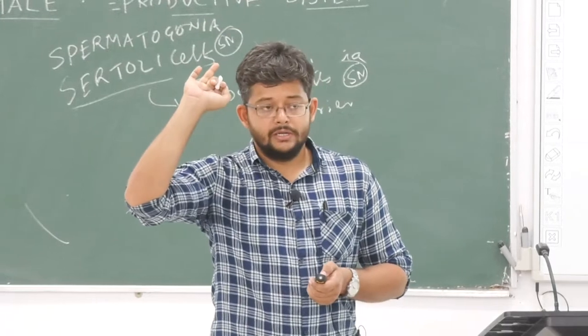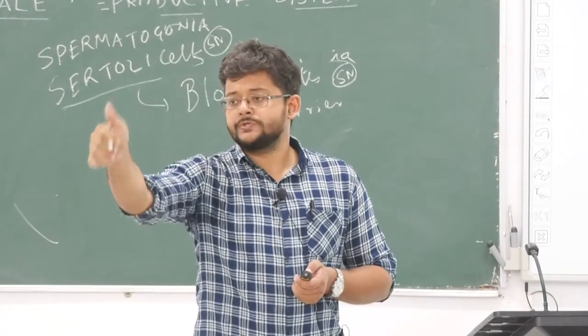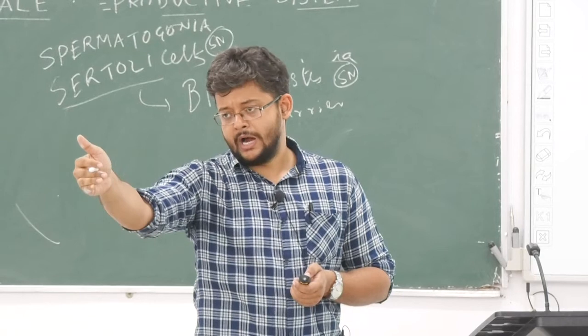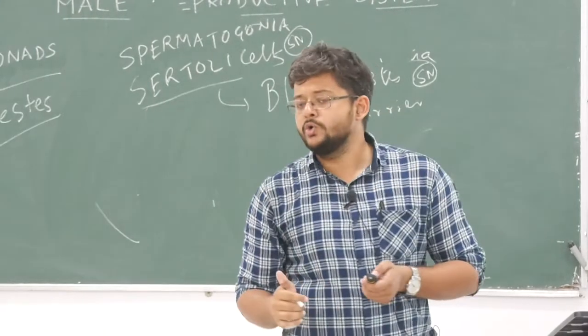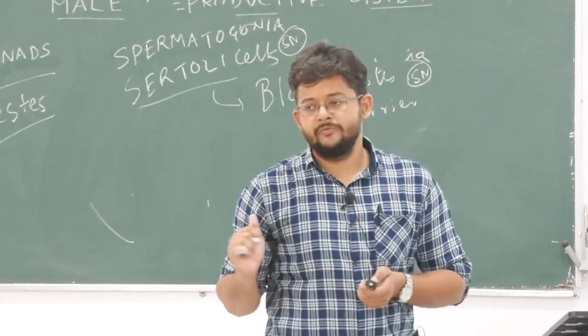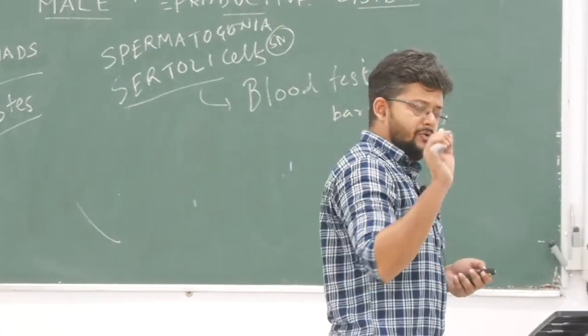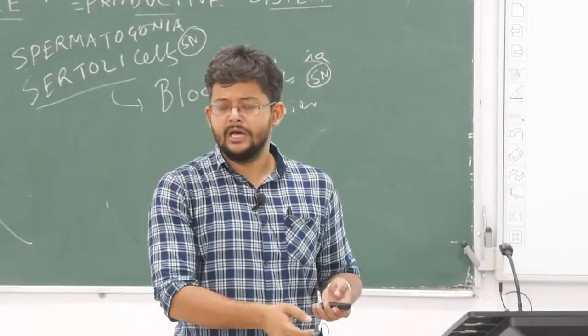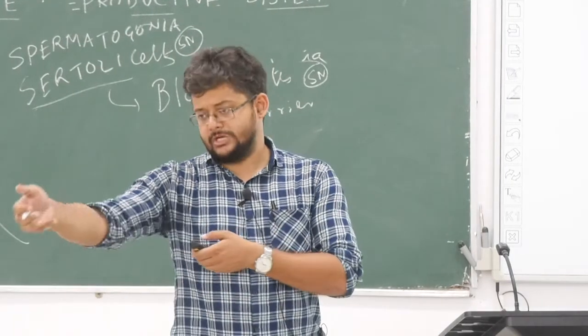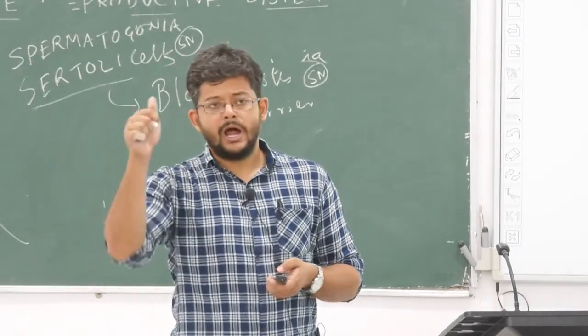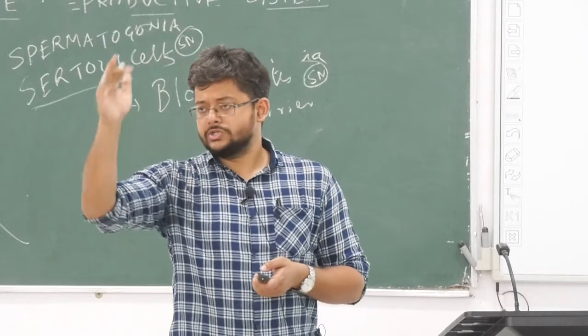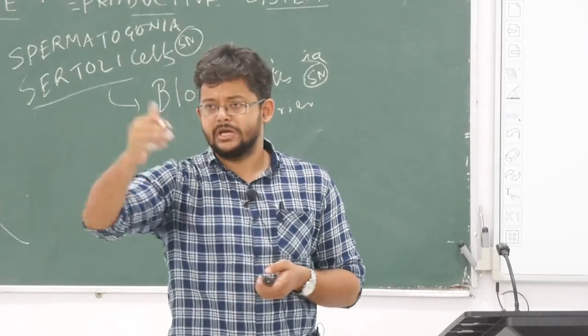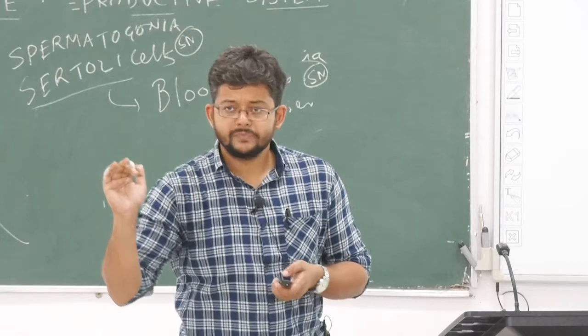What are the functions of the blood testis barrier? Number one, it stops harmful substances from the blood from entering the seminiferous tubules. Because you remember, immature germ cells are very delicate structures. Any external thing which is not supposed to be there can act as a toxic substance to immature germ cells. So the blood testis barrier halts outside substances from coming in.